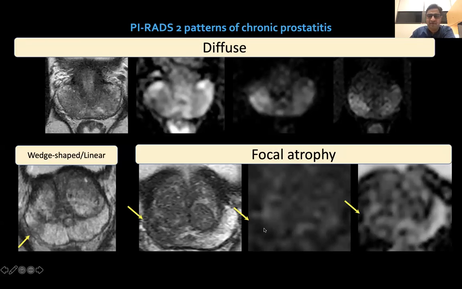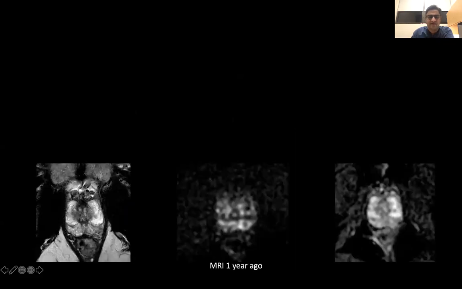And this is a focal atrophy, where there is atrophy of the peripheral zone on this side, but there is no restricted diffusion or anything. So it's not a focal lesion, but atrophy itself. And here we have a wedge-shaped hypointensity with capsular retraction, and there was no restricted diffusion. This is another scarring from the prostatitis itself.